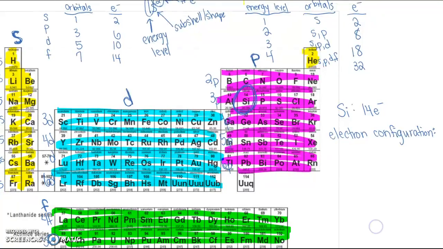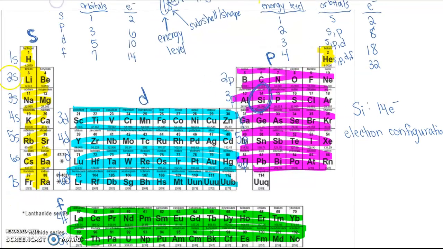So remember, we're always going to start off in the 1s right here. So 1s, remember s can hold a maximum of 2. So then we keep going. The next one is this 2s. Remember, 2s also can hold a maximum of 2. Any s's can only hold a maximum of 2. So now I keep going. So there's my 2s. You're just reading left to right.